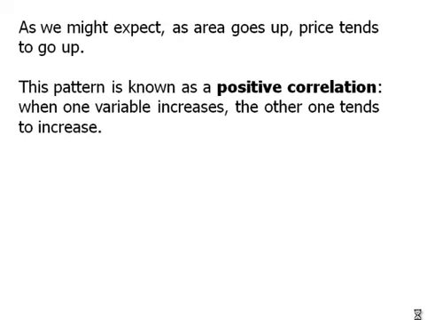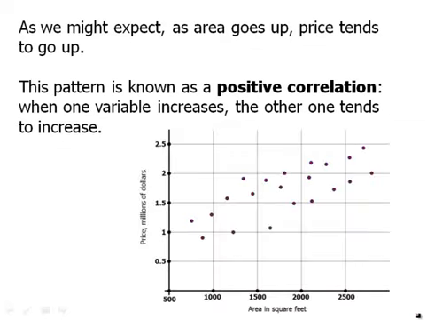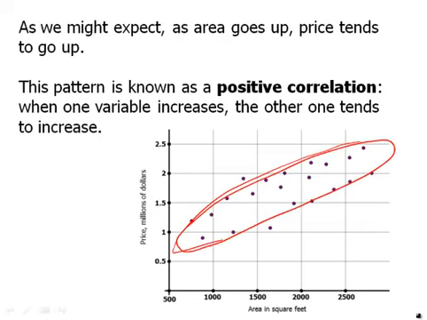So as we might expect, as area goes up, price tends to go up. This pattern is known as a positive correlation. When one variable increases, the other tends to increase. And by this increase, we mean that if we look at the sweep of the whole population, there's this kind of upward trend of the whole mass of data points. That's what constitutes a positive correlation. On average, as area increases, the price also increases. It's kind of an average statement or a probabilistic statement.